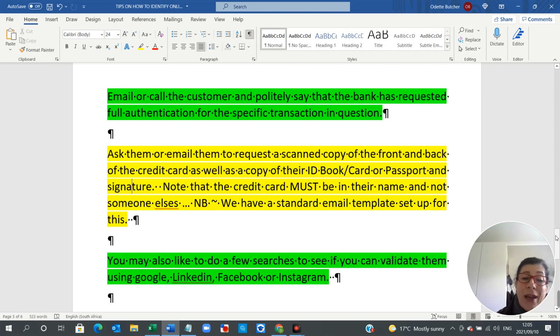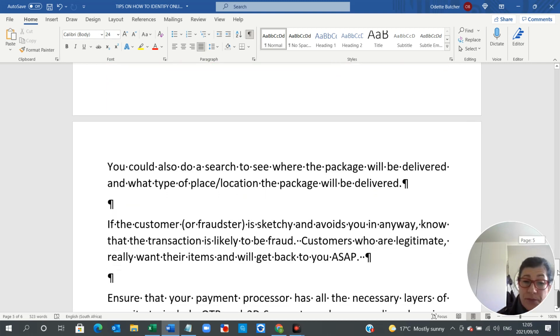You may also like to do a few searches to see if you can validate them using Google, LinkedIn, Facebook, or Instagram. You can do that with names and surnames as well as email addresses. It's normal that over 80% of us statistically are actually stalking each other online before we are doing business with each other. So everybody is doing this already. Pop in someone's email address, put in their name and surname, and see what Google returns.